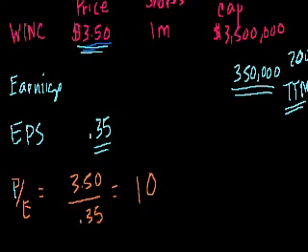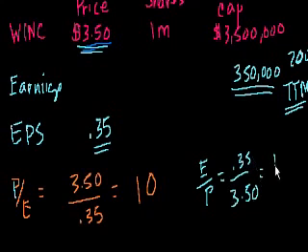What does that tell you? Well, there's a couple of ways to think about it. One is you could kind of flip this. No one ever talks about the earnings to price ratio, but that's an interesting thing to think about because it connects it with a lot of other financial concepts that are out there. So this is kind of a Sal special ratio, but it's a useful one to think about. The earnings to price ratio is just the inverse of this, 0.35 to 3.50, which is equal to 1/10 or 10%.